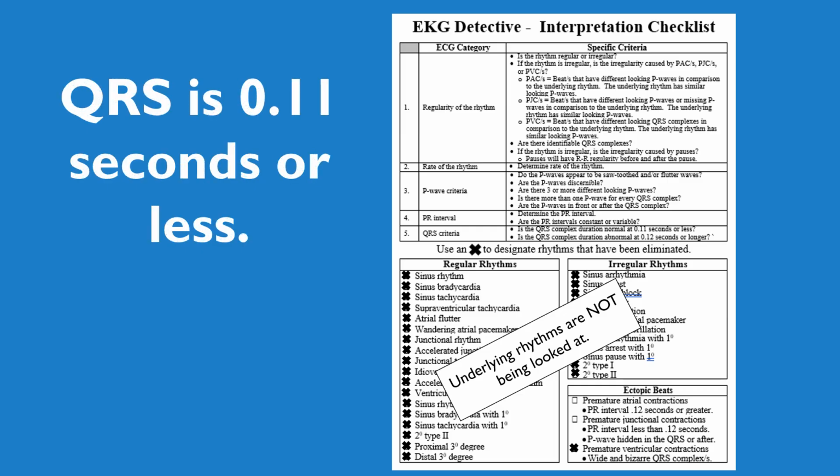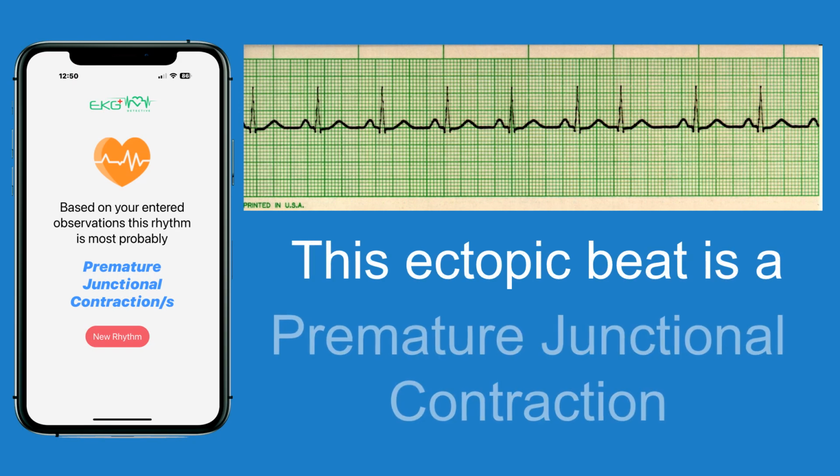If you're using the EKG Detective checklist, we can eliminate premature atrial contractions for this specific type of PJC because we don't have a PR interval to measure. And that leaves us with the premature junctional contraction that we've been dealing with. And the app will also take us to the same conclusion.